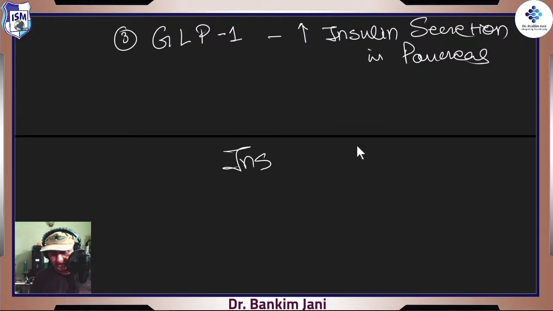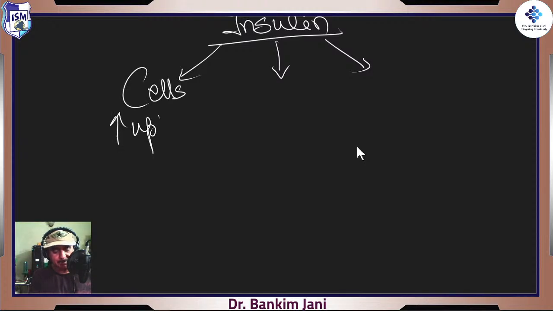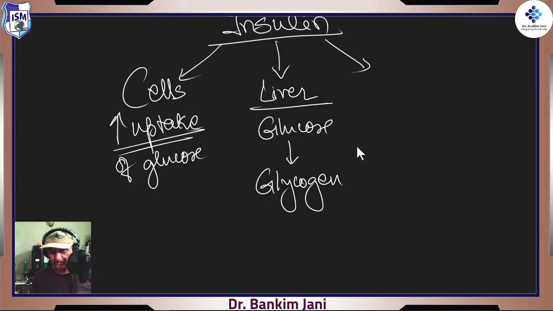So if we write these points in simple words, we just have to mention 3 points, 1, 2, and 3. It will tell the cells, increase uptake. There is so much of energy, use as you like, eat lavishly. So increase uptake of glucose. Then it will tell the liver that there is so much of glucose, so this glucose you convert to that fixed deposit. And that is glycogen. So glycogen would be stored.